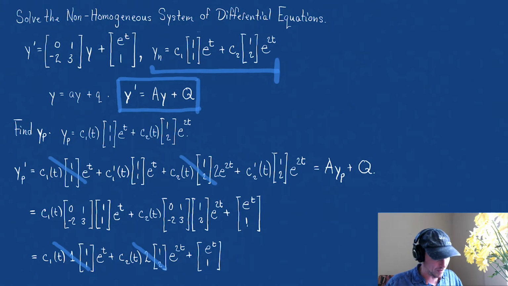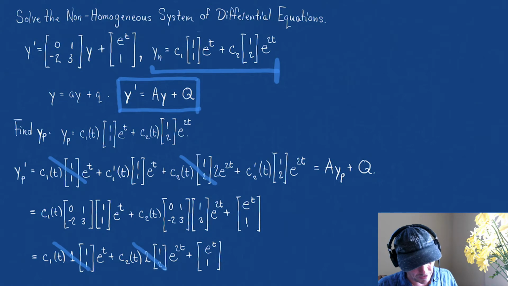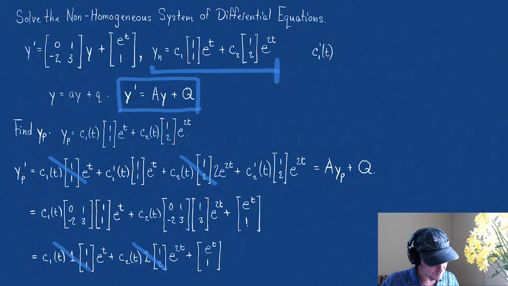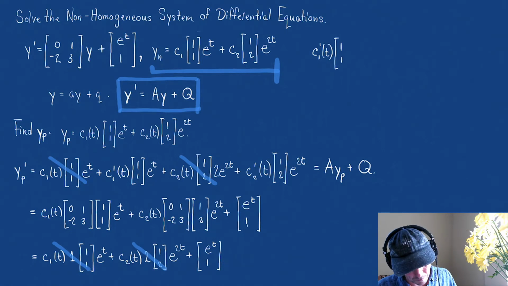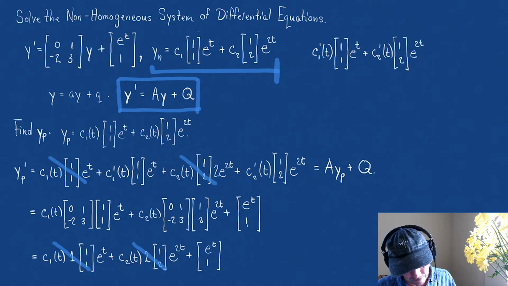Okay, so let's just rewrite what we have. On the left-hand side, I have a c1 prime of t times 1, 1, e to the t, plus c2 prime of t times 1, 2 times e to the 2t.